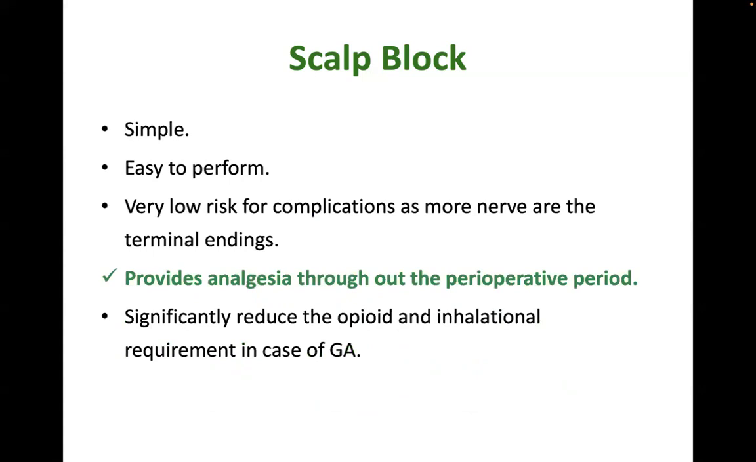So a scalp block is simple and easy to perform. It has a very low risk of complications as most of the nerves are terminal endings, so the chances of nerve damage or any sort of sensory deficit would be very, very low. And the most important thing is that the analgesia you can achieve through the scalp block is quite extended. In comparison to the local infiltration which the surgeon usually does, the effect of the scalp block remains throughout the perioperative period. It significantly reduces the opioid and inhalation requirement in general anesthesia and the requirement of opioid in awake craniotomy. So there are a lot of beneficial effects of the scalp block.